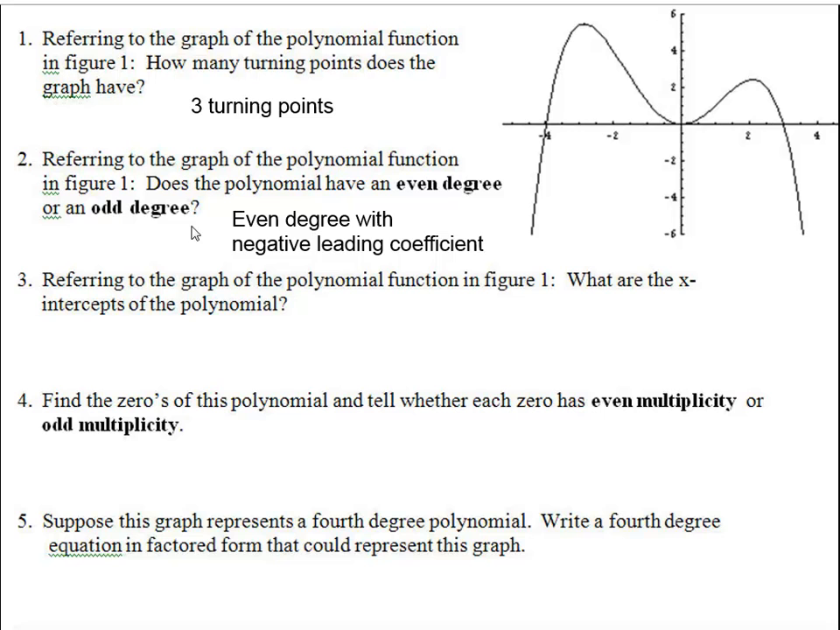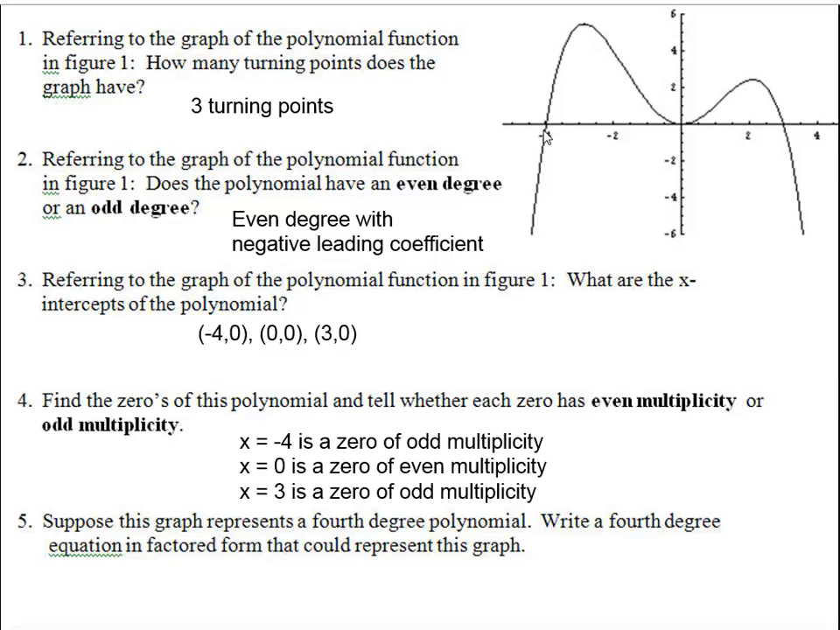Number 3 says, what are the x-intercepts of the polynomial? So again, as we've talked about, here is an x-intercept at -4, here's an x-intercept at 0, here's an x-intercept at 3. And those x-intercepts are what we're going to call our zeros as well. So number 4 says, find the zeros and tell their multiplicities. At this zero of -4, the graph crosses through, so it must have an odd multiplicity. At this zero of x equals 0, it bounces, it touches, so it must have an even multiplicity. And over here, this zero is crossing through, so it must have an odd multiplicity.